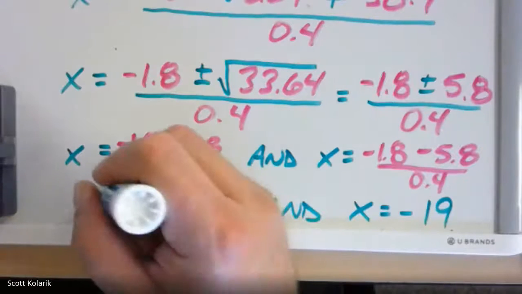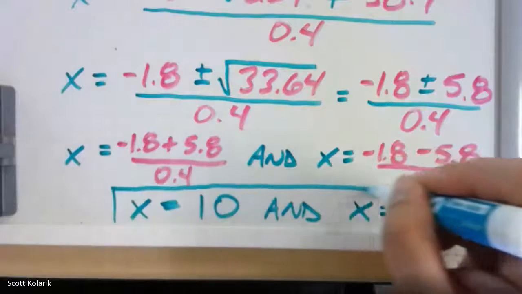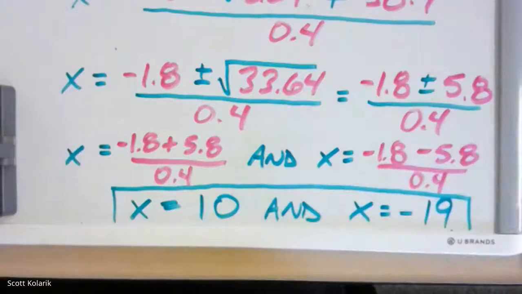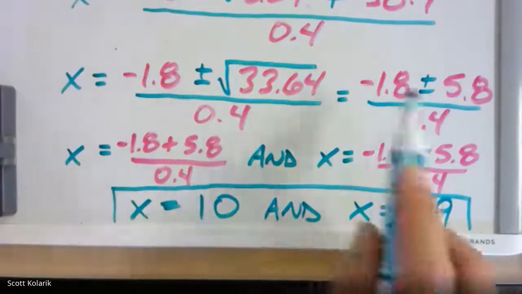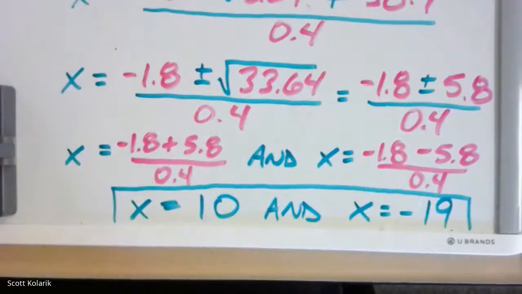But these would end up being my results, which happen to be pretty friendly at the end of the spectrum, even though a lot of the stuff in between looked pretty messy. If I were to have graphed this parabola, even though it had some pretty crazy stuff going on with the numbers at the beginning, it would actually end up having pretty friendly x-intercepts, positive 10 and negative 19.